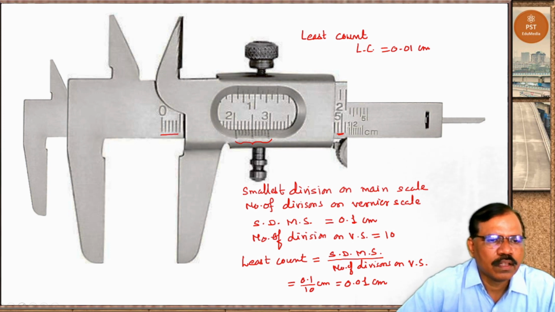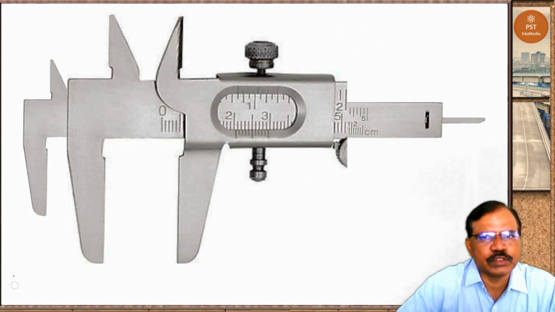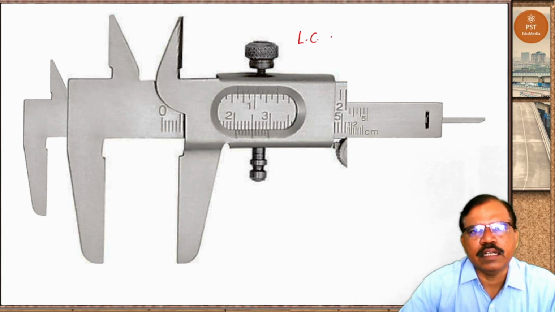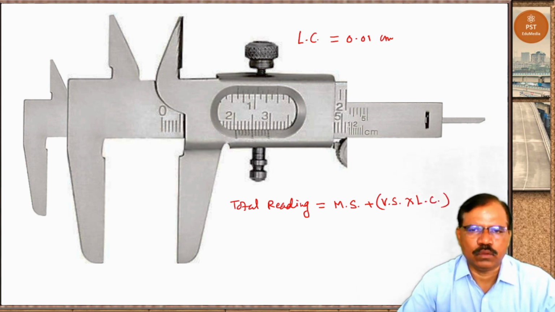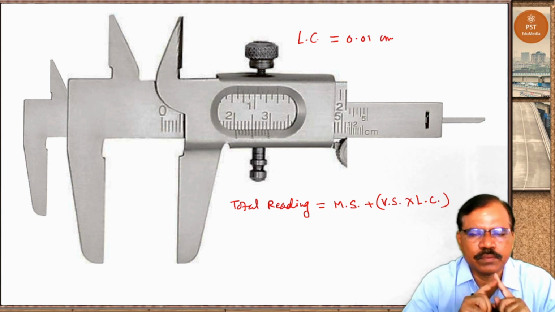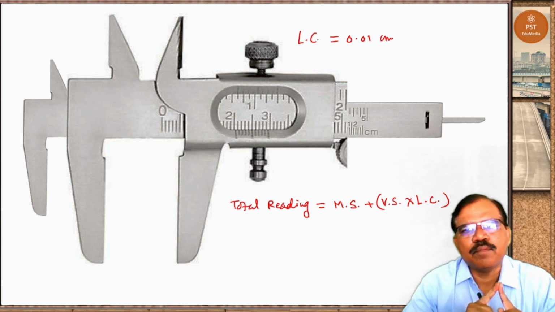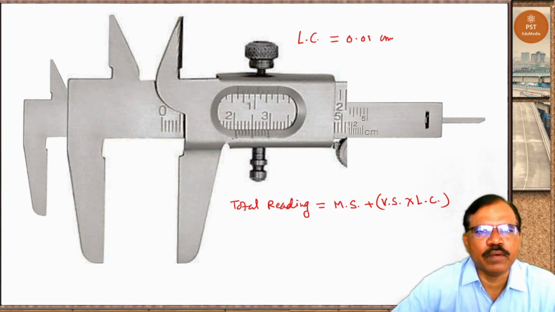So now how can we make a measurement? Here LC is 0.01 centimeter. Now total reading is equal to main scale reading plus vernier scale reading into least count. Now what is the main scale reading? If we see here on the vernier scale, this is the first line of the vernier scale.